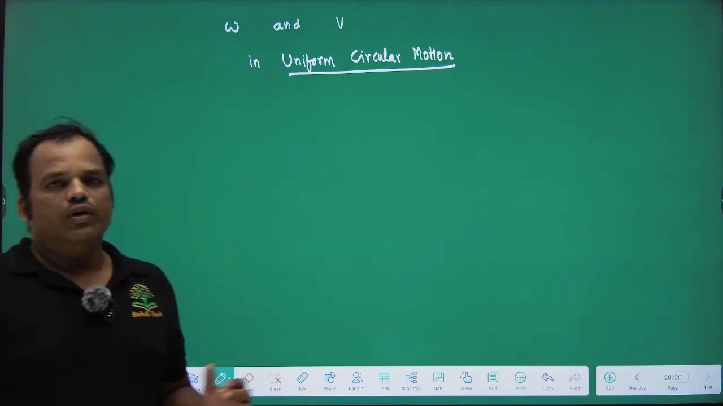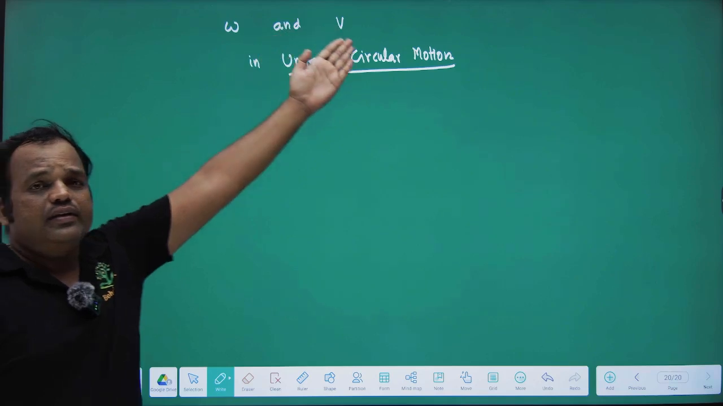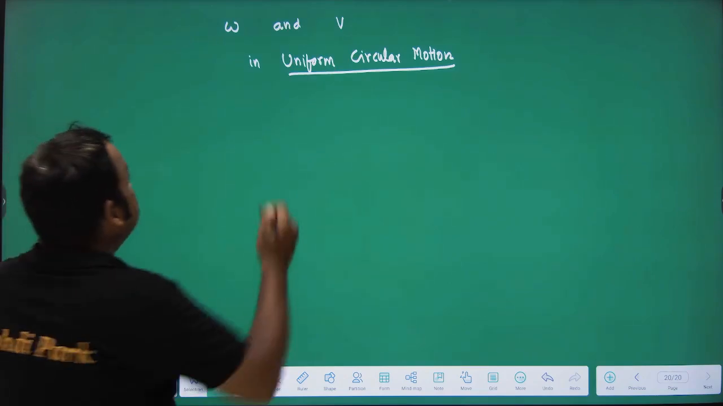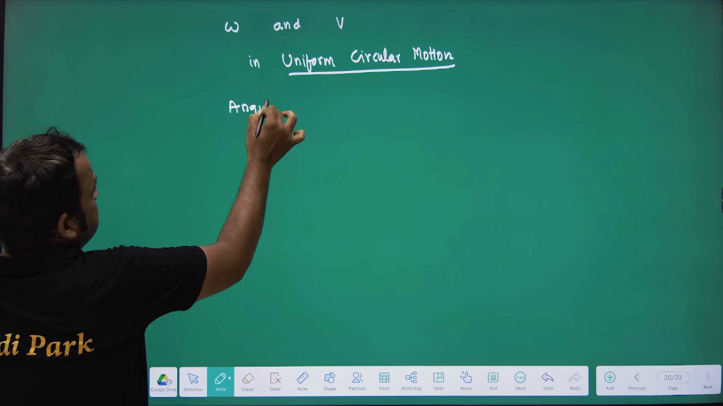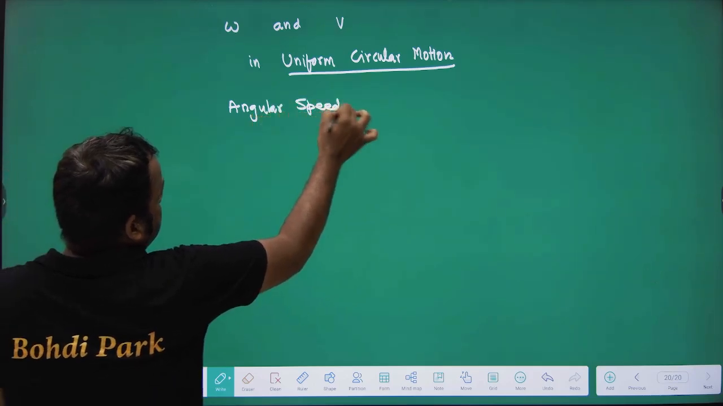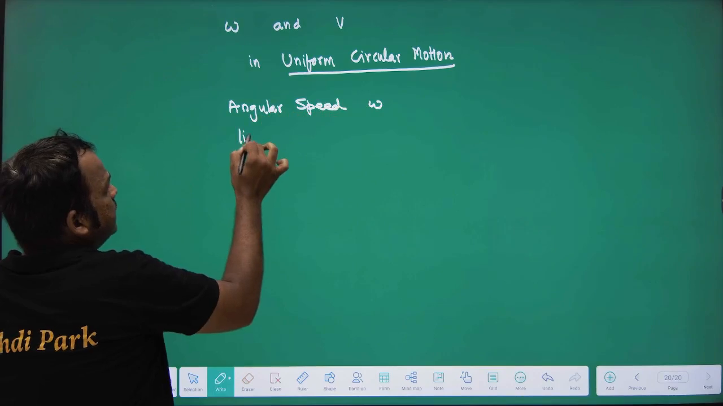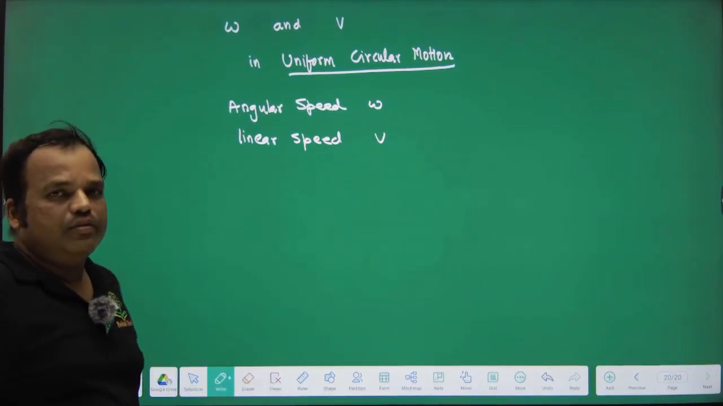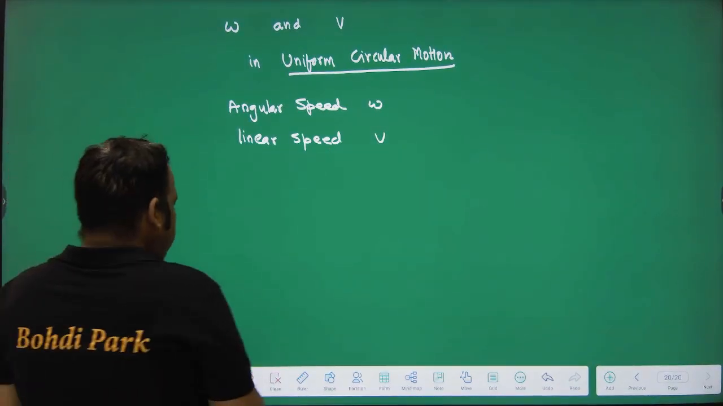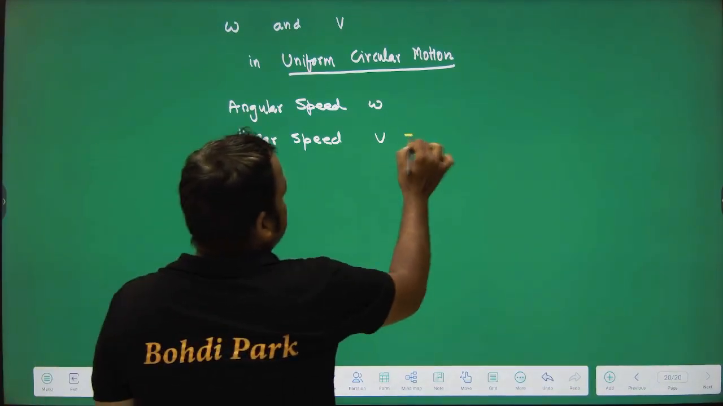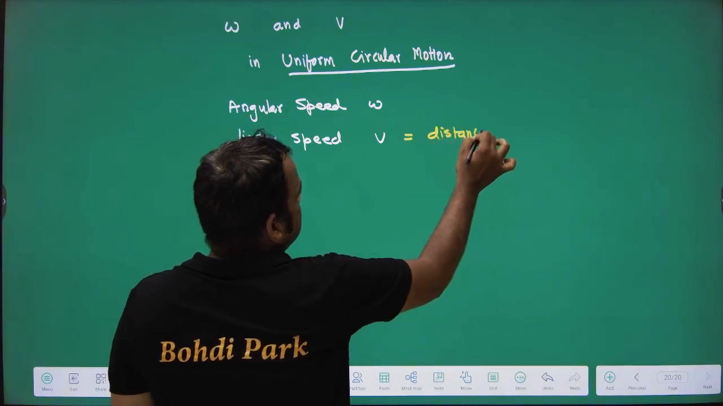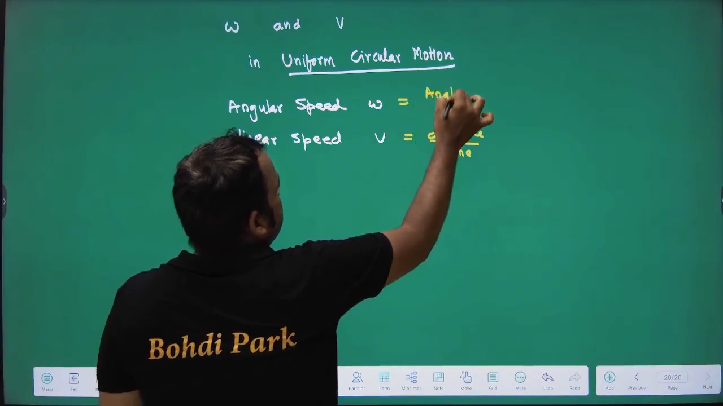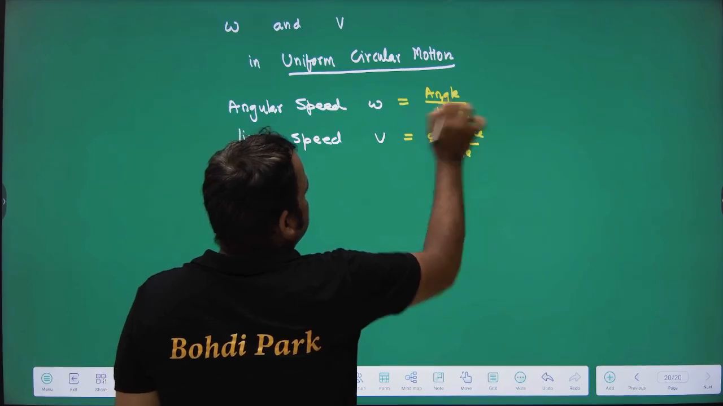Let's discuss what we mean by omega and speed, that is v, in uniform circular motion. Angular speed is denoted by omega and linear speed is denoted by small v. Linear speed will be given as distance by time, and angular speed will be given as angle covered by time taken.